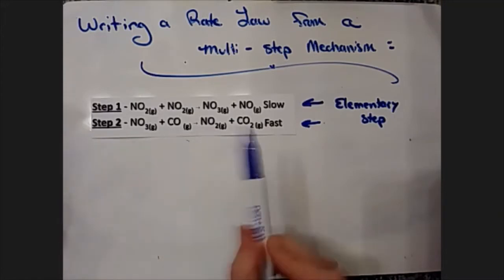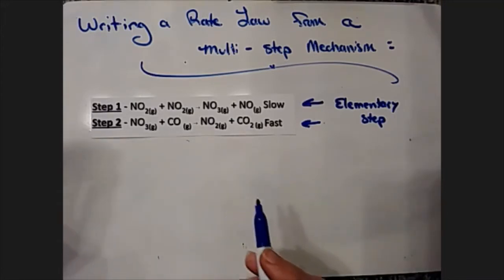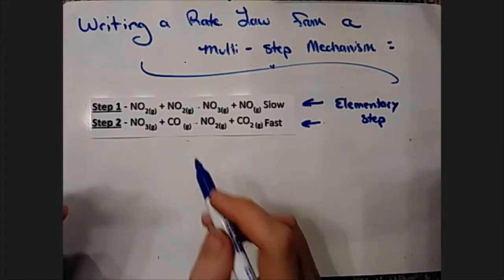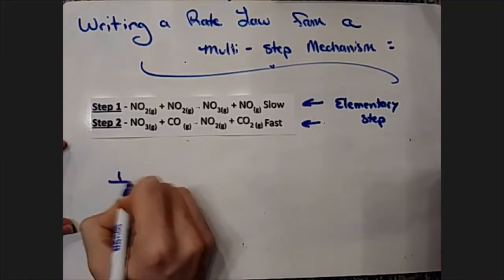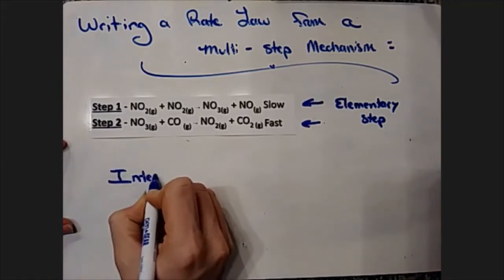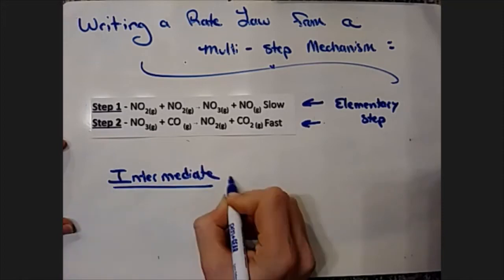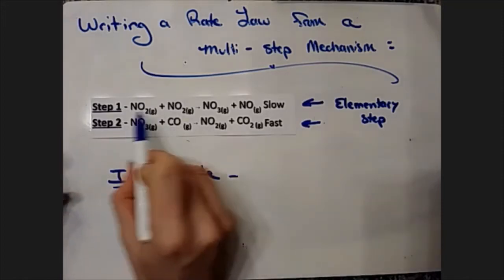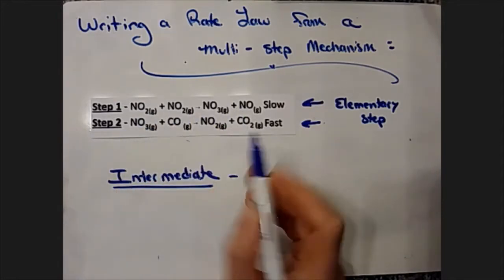make this overall picture. Another key component of a multi-step mechanism is that they often include a type of chemical called an intermediate. Now, an intermediate is a chemical that is first made and then immediately consumed in the next step.